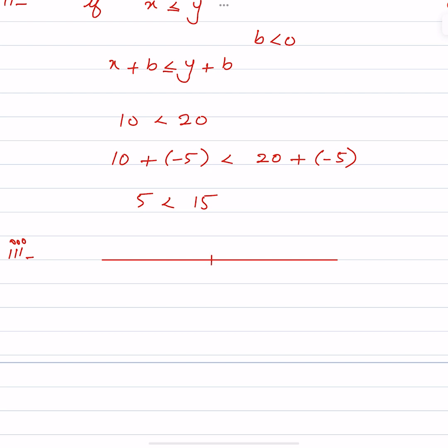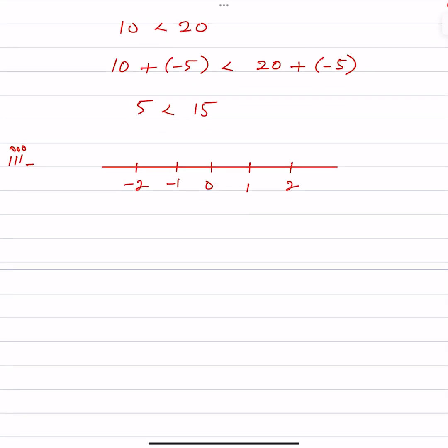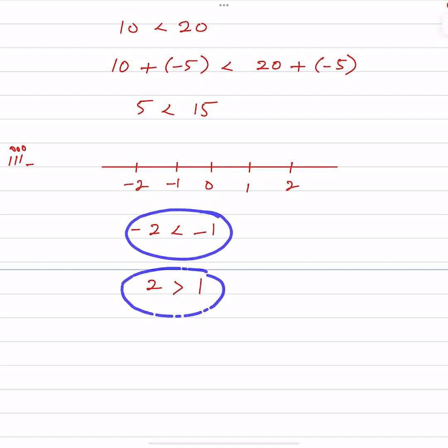For example, you have a number line and 0 in the middle, and that is -1, -2, and on the right hand side you have 1 and 2. And on the number line we know every left value is less than its right value. That means -2 is less than -1, -1 is less than 0, and similarly 0 is less than 1. For example, -2 is less than -1, and if you multiply both sides by -1, then 2 will be greater than 1, and that means you have to change the inequality sign. So from this example we can understand when you multiply by a negative number, you have to change the inequality sign.